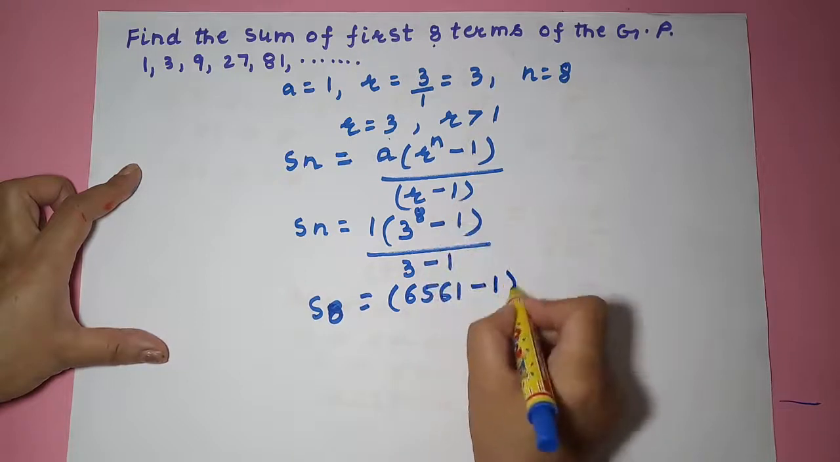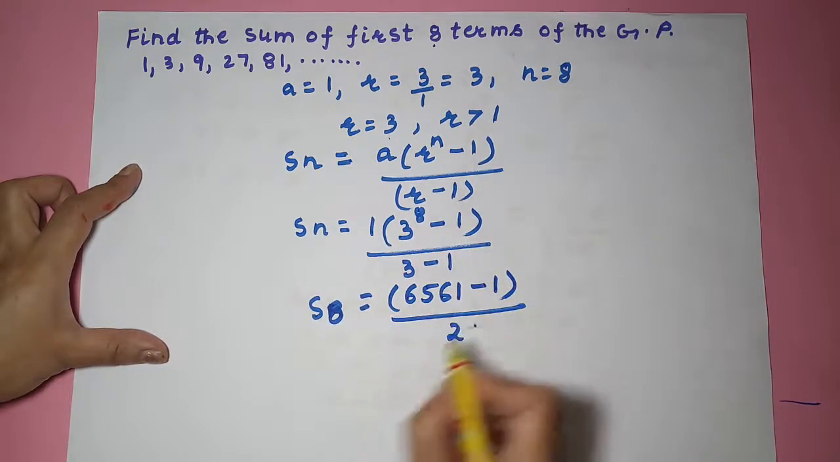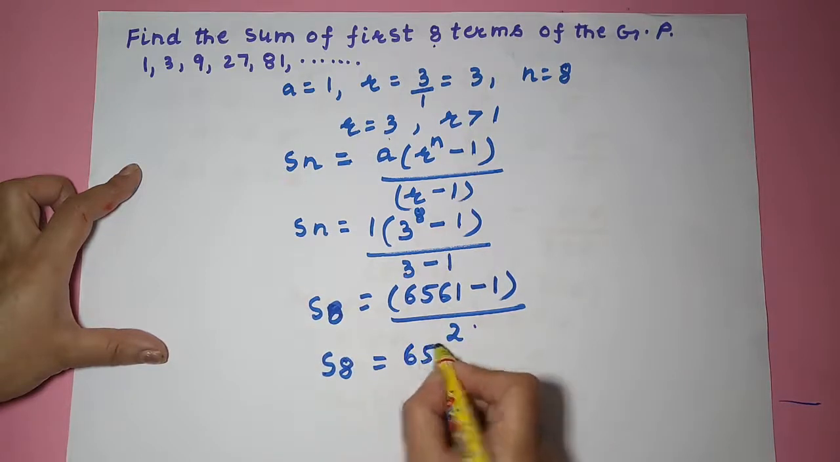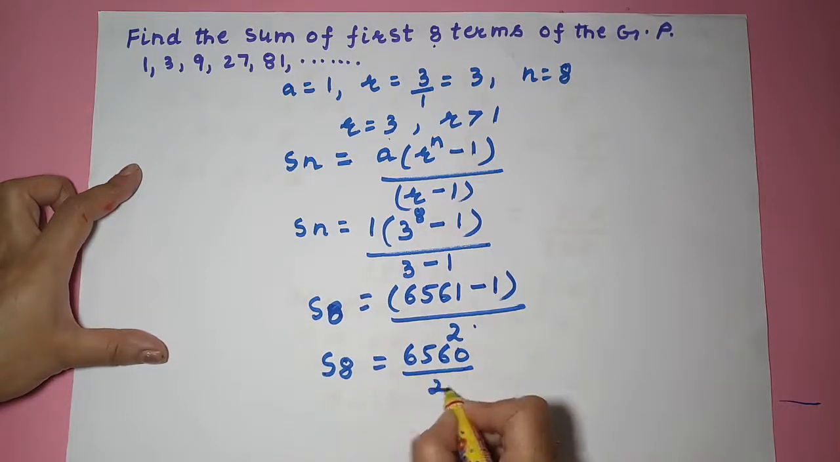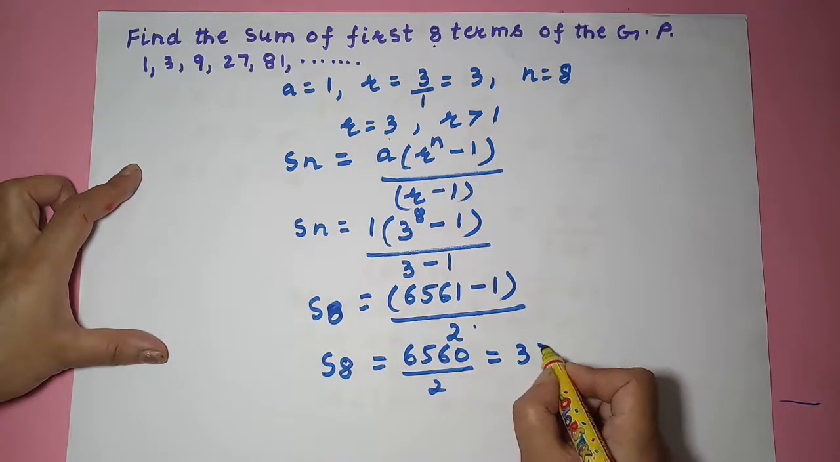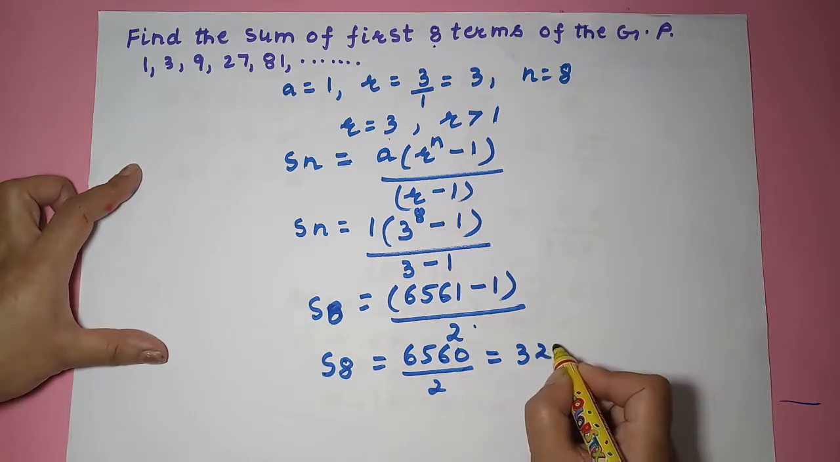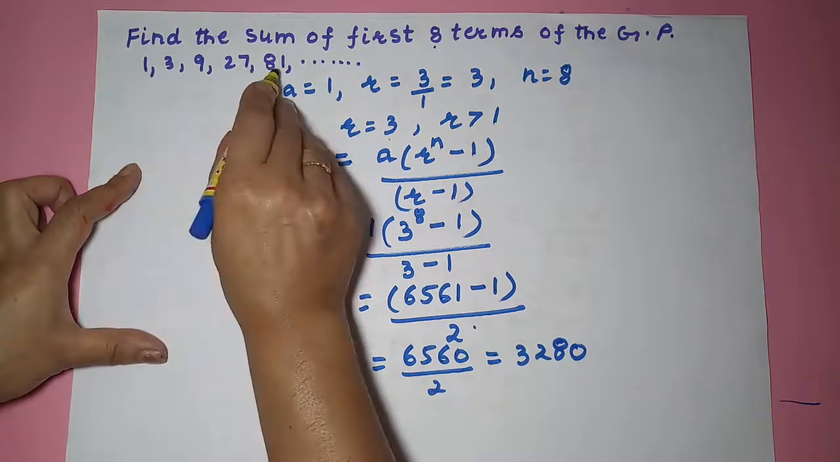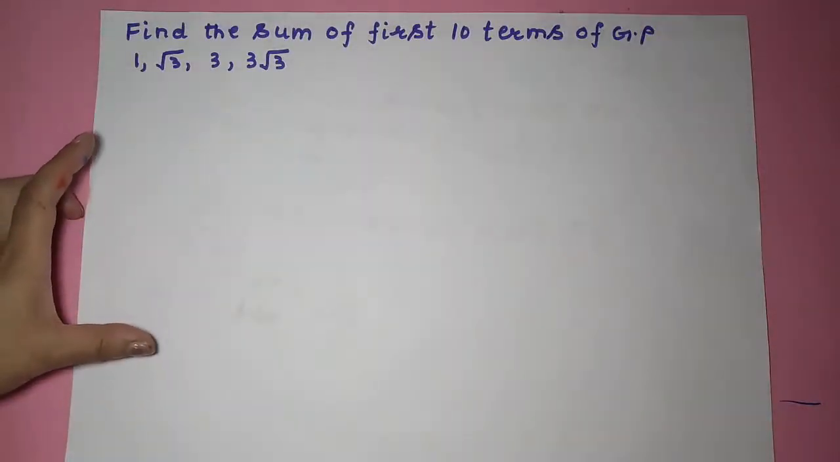minus 1. 3 minus 1 is 2. So my S8 is 6560 divided by 2. So how much is that? 3, 2, 8s are 16 and 0. So I have calculated the sum of 8 terms of this GP. Let's try one more sum.